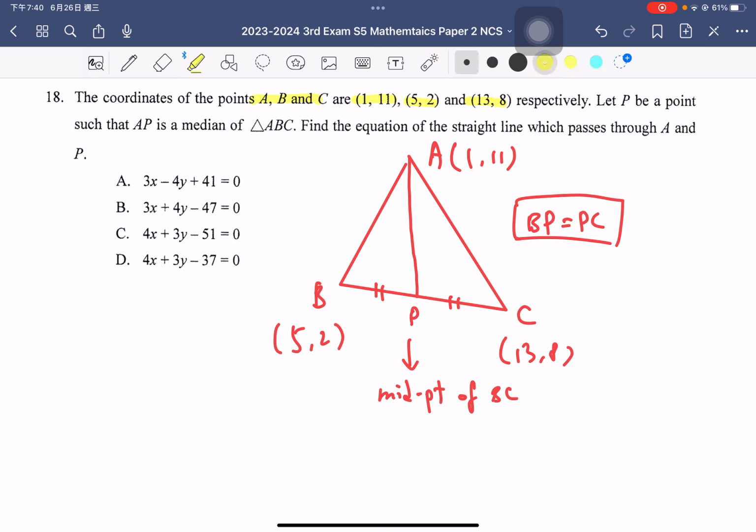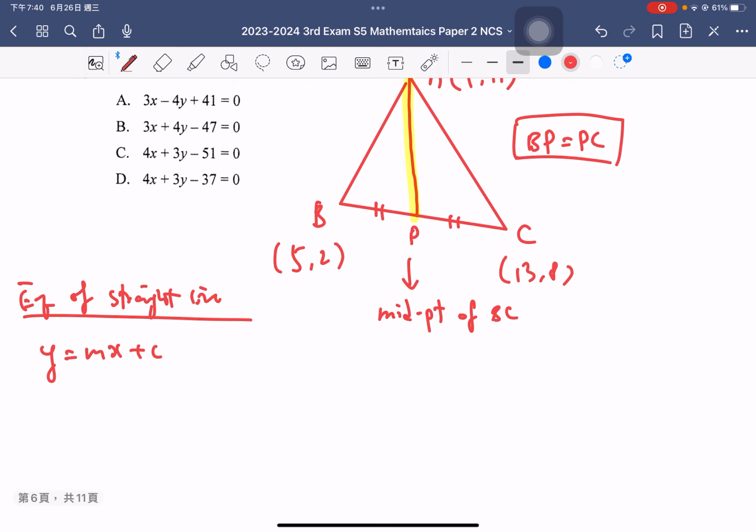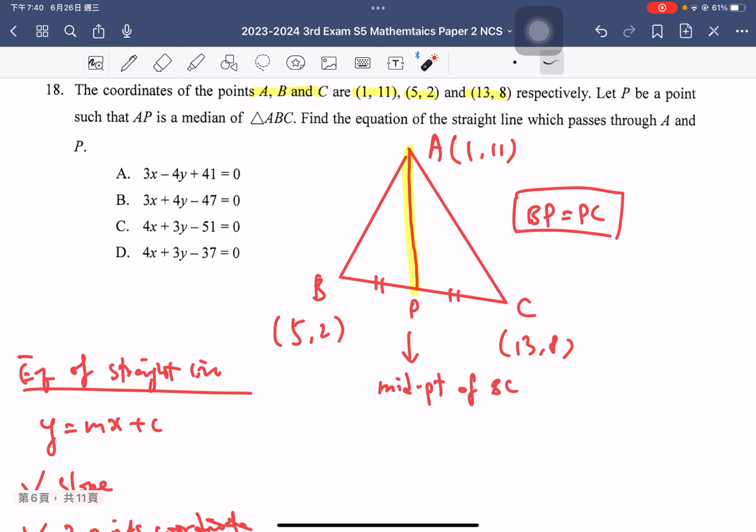And so now we want to find the equation of the straight line. For the equation of a straight line, we need to write it in the form y equals mx plus c. Which means we can either have the slope, or we have to have the 2 points' coordinates. So now we have point A and point P here.